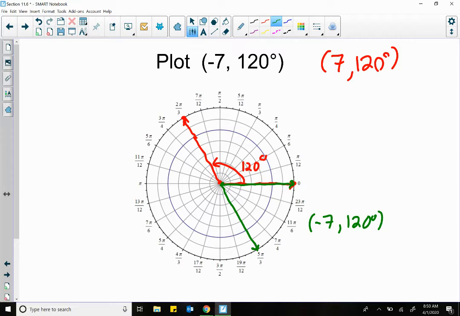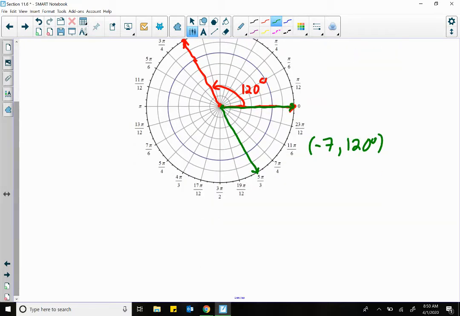Now, the other thing, like I said, they're going to want you to convert this to rectangular. In order to convert to rectangular, we have 2 formulas that you're going to work with. X is equal to r cosine theta. Y is equal to r sine theta.